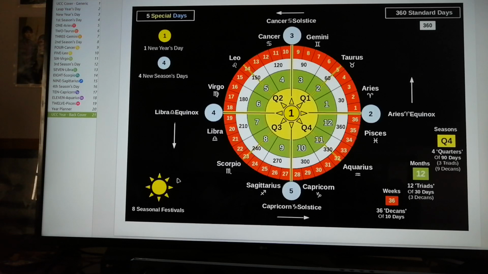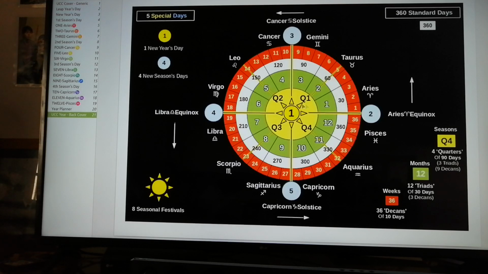Okay, and then the other thing to mention is we have 8 seasonal festivals, and these are shown here. So we have a festival for each equinox and a festival for each solstice, and then as the ancients always did, we have the mid-season points, these dotted yellow lines here in the middle of the fixed signs of the zodiac. We have a festival to celebrate the mid-season points.